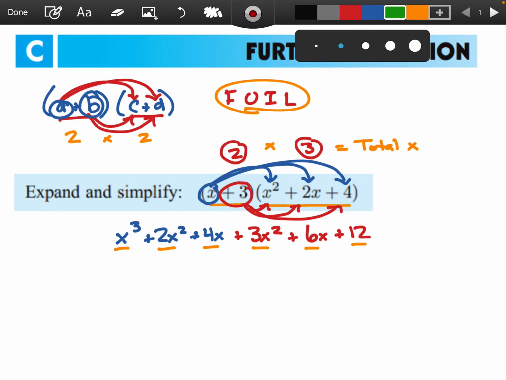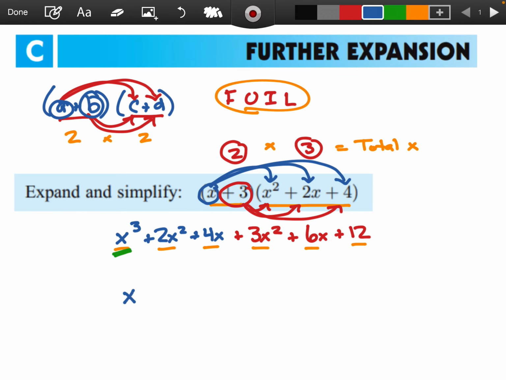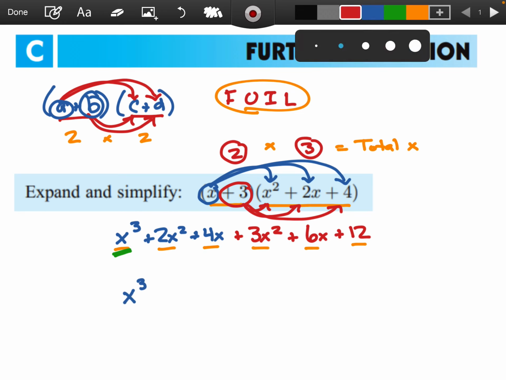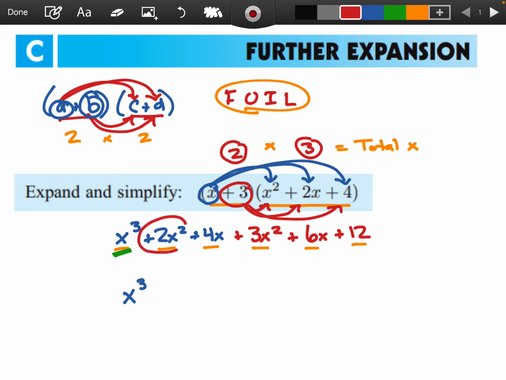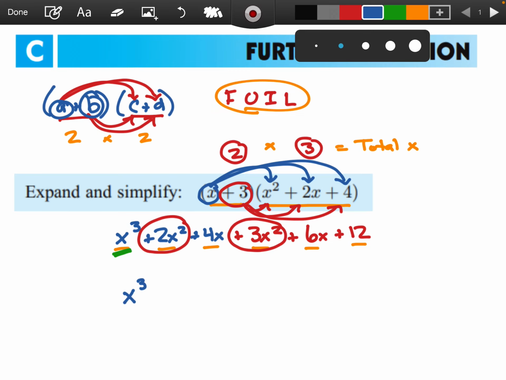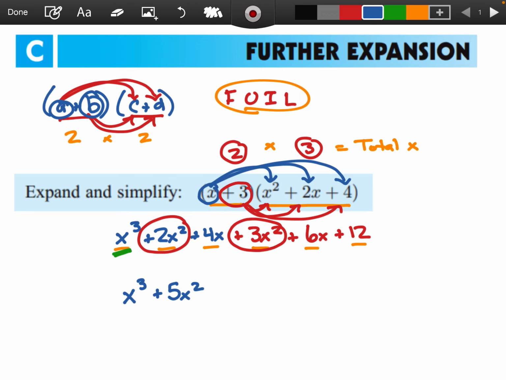Remember, we should write these in descending power of x. So I'm going to start with my x cubed piece, which is the largest power of x that I have. So I will write x cubed. There's no other x cubes to collect with it. Then I will go to my x squared terms, and I see a 2x squared there and a 3x squared term there. So 2x squared plus 3x squared gives me 5x squared.